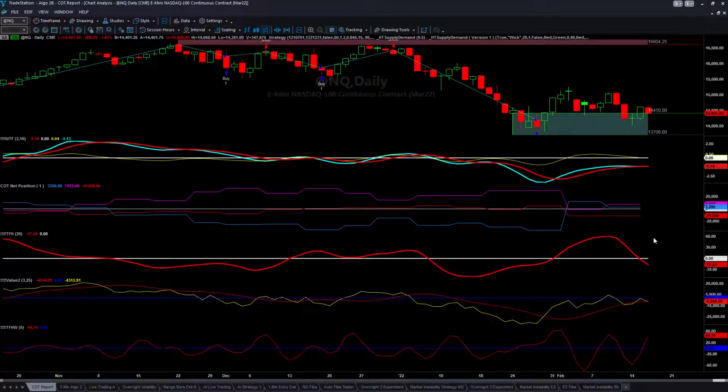Sorry about that, guys. I had a little trouble here with my chart. TradeStation has been acting kind of weird, kind of goofy, to be honest with you. So that's where we're at right here.